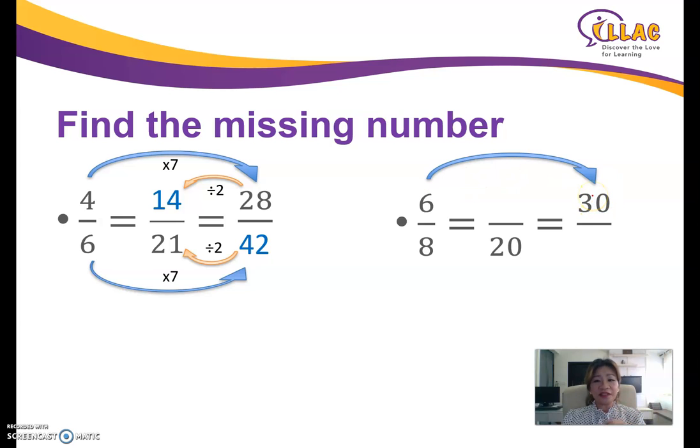6, how to get to 30? Times 5, right? Okay, times 5, we do the same below. 8 times 5 is 40. How do you get from 40 to 20? Divide by 2. Divide by 2, and on top, divide by 2, you get answer 15.